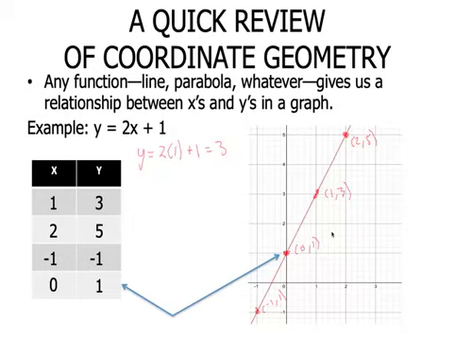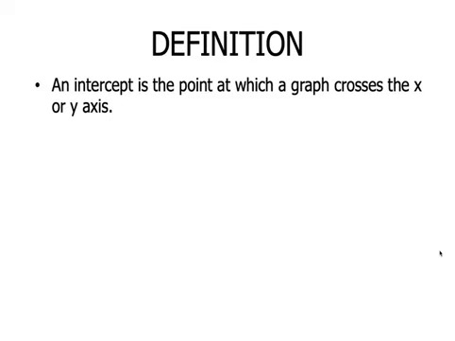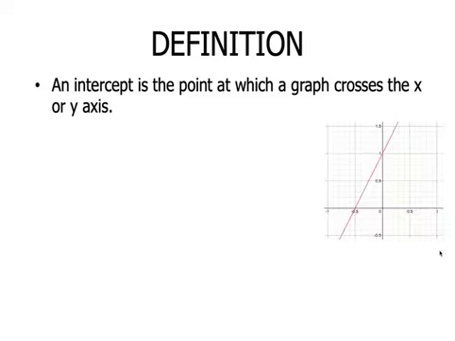That is an intercept. An intercept is where the graph meets one of the axes, be it x or y. And so that's our definition, right? An intercept is the point at which a graph crosses the x or y axis. So if I take my graph that I was just looking at and zoom in on it a little bit, I'm interested in the points where this graph crosses the y-axis and the x-axis, right there and right there.